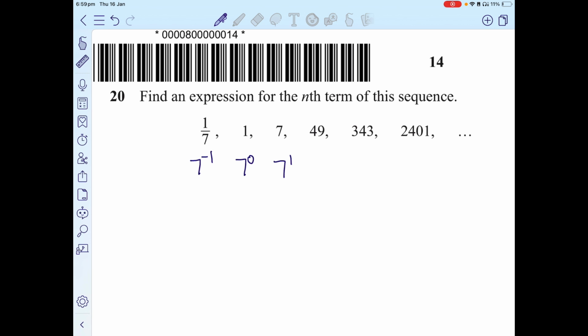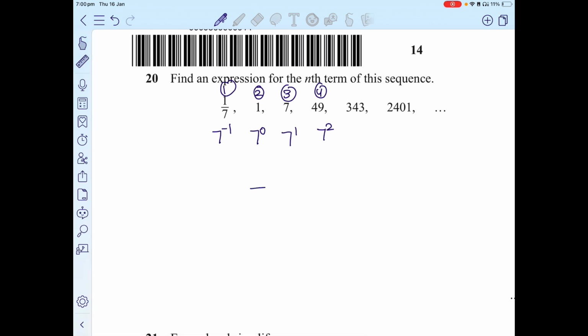This is the first term, this is the second term, this is the third term, and this is the fourth term, which is 7 raised to 2. If you look at the relation between the position, 1, 2, 3, 4, and the powers of 7, negative 1, 0, 1, 2, then 4 minus 2 gives me 2, 3 minus 2 gives me 1, 2 minus 2 is 0, and 1 minus 2 is negative 1. So can I say the term is 7 raised to n minus 2, where n corresponds to the term? For the fourth term, it will be 7 raised to 4 minus 2.